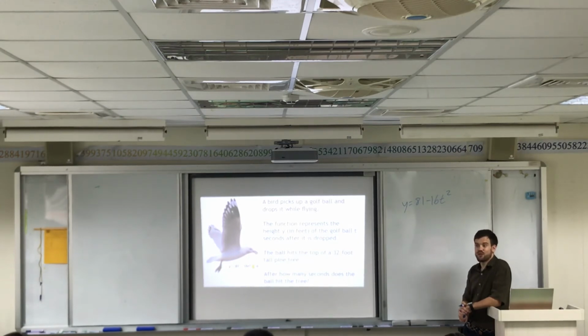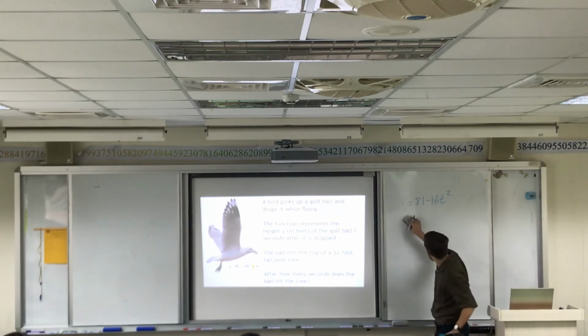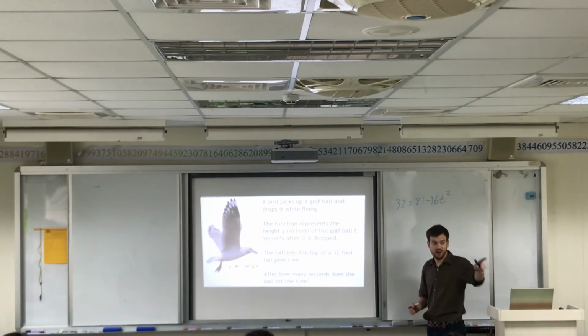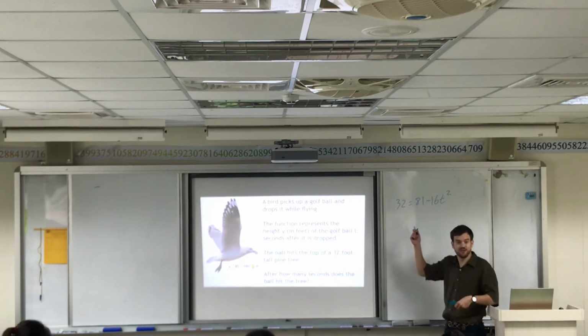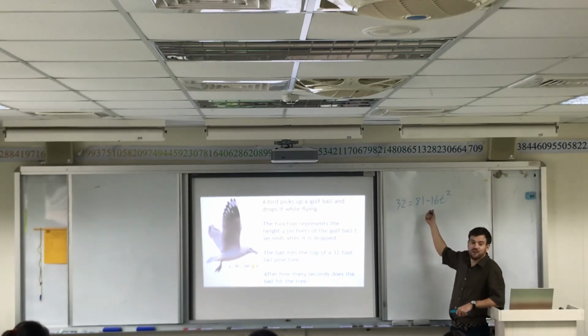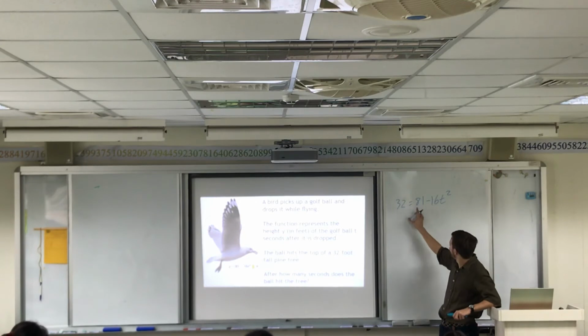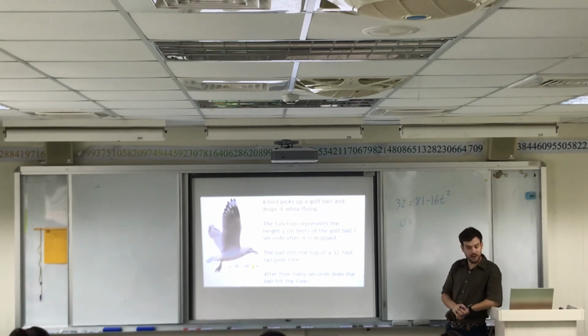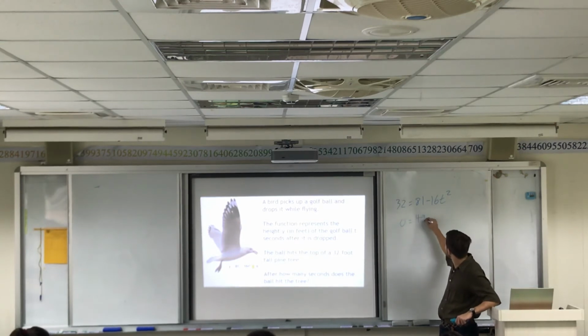But where do we put the 32? Y, right? Y is the height. So at this point, we want to figure out when it is 32 feet tall. So we want to solve this. I'm going to get the 81 and 32 together, so I'm going to subtract 32. I get 0 equals 49 minus 16t squared.